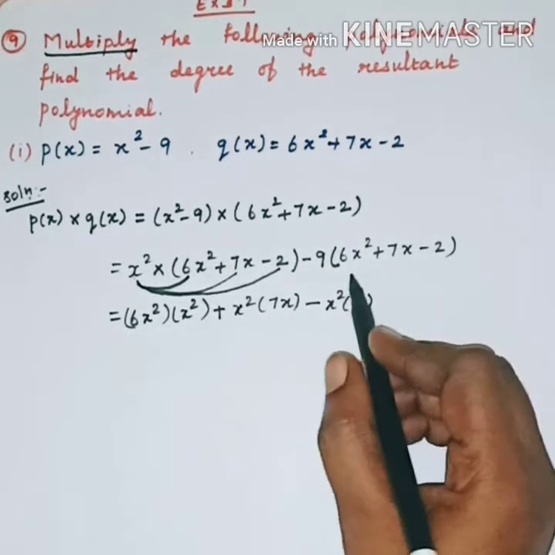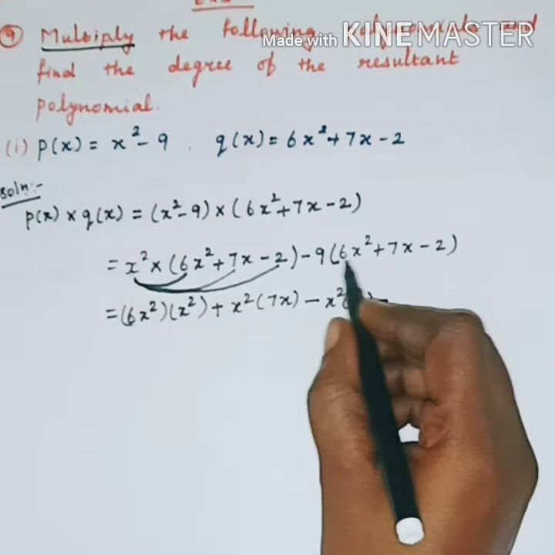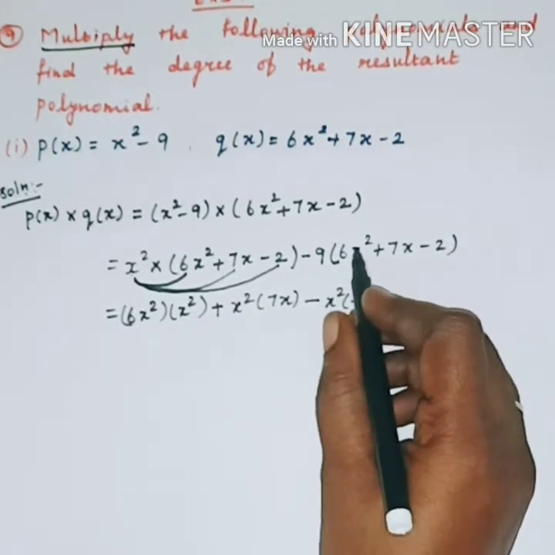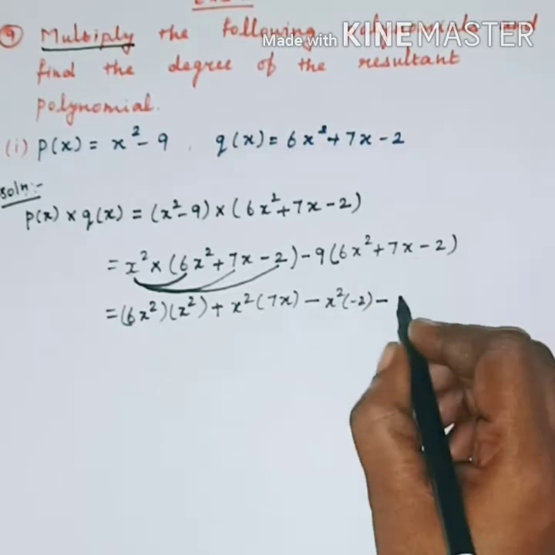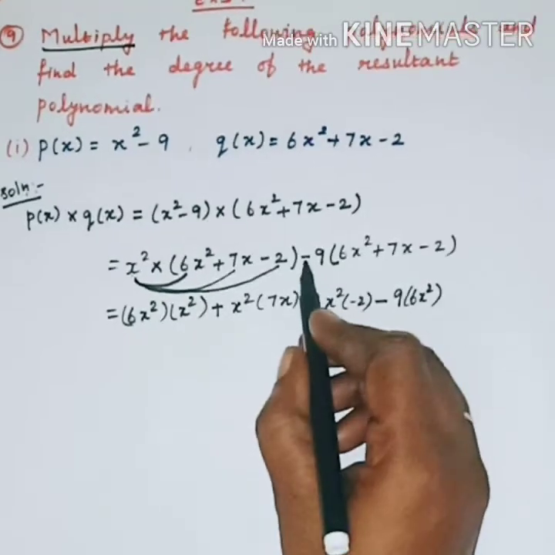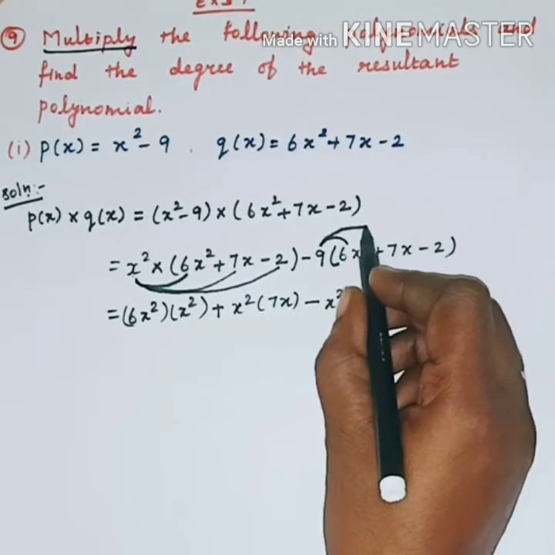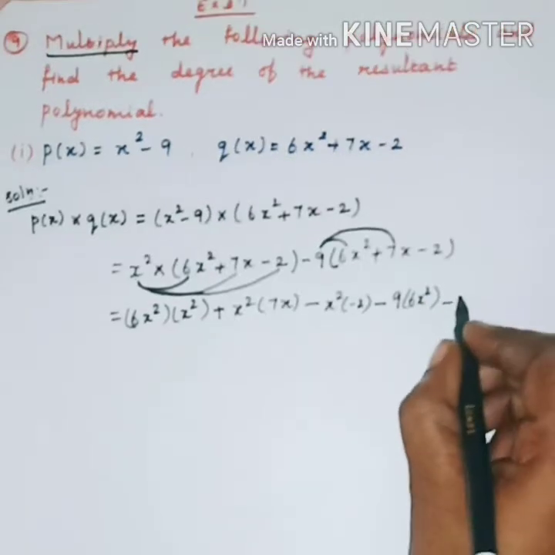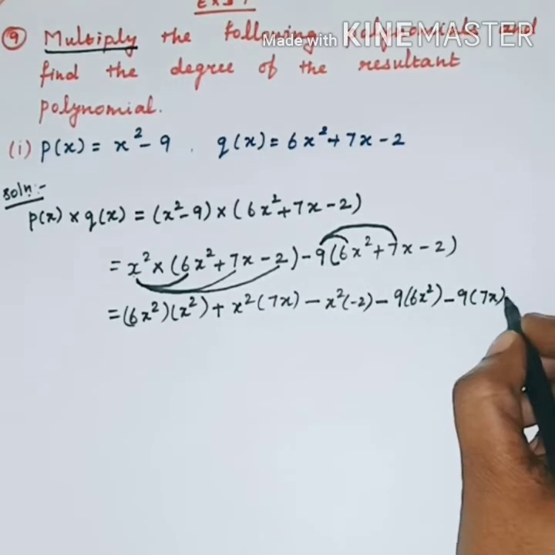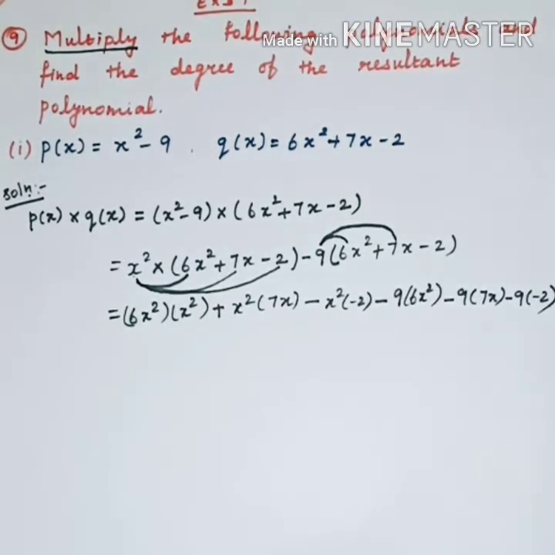Okay, now we have to multiply this minus 9 with this full expression. So take this minus 9 with 6x square. We have minus 9 into 6x square, and then minus into plus, minus. First multiply these two and multiply minus 9 into 7x, and then finally multiply minus 9 into minus 2.